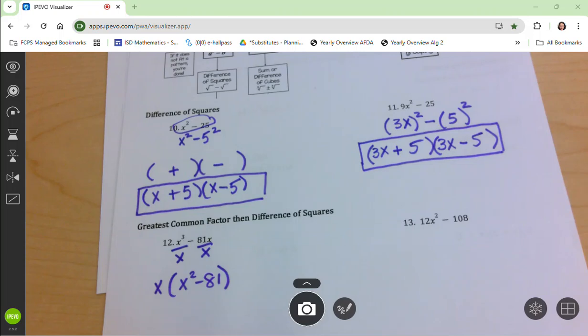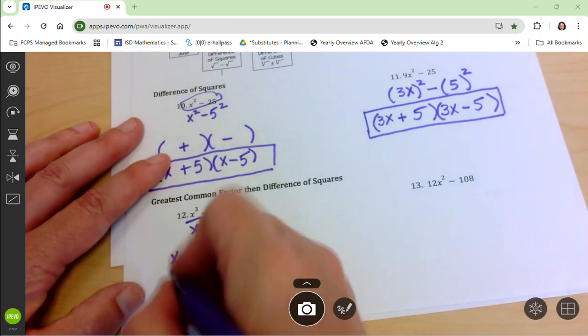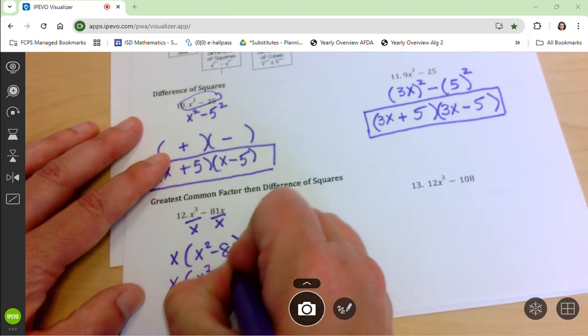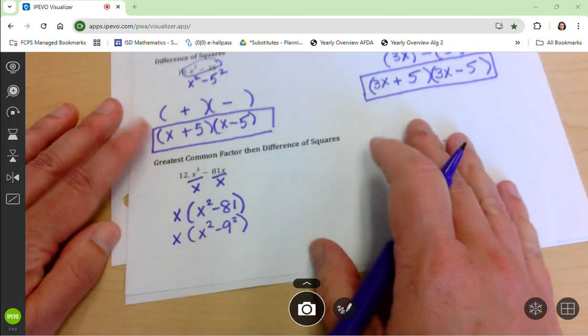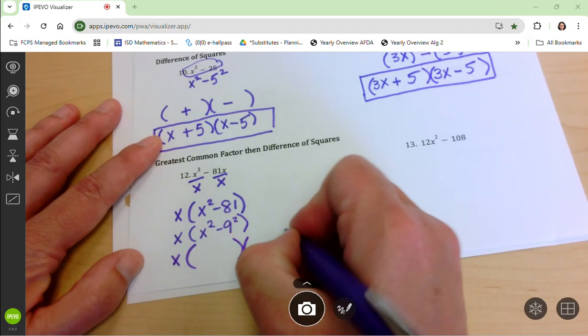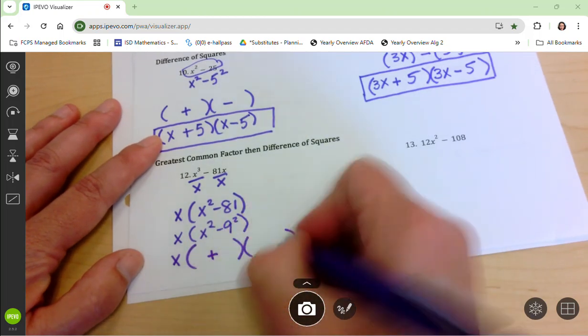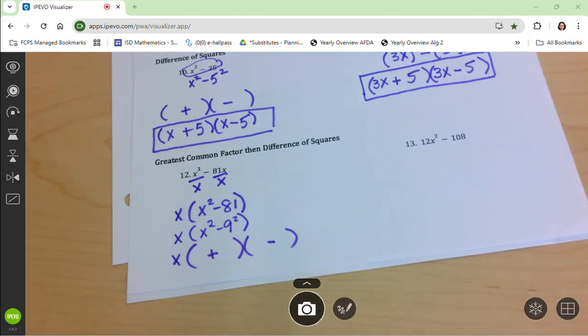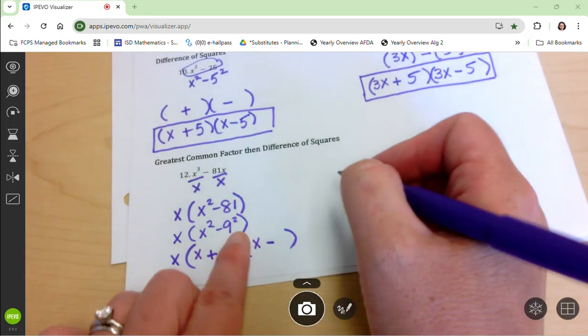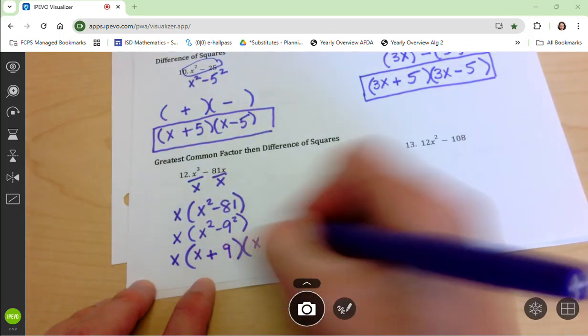81 is the square of what number? 9. It is 9. So it's going to be x times x squared minus 9 squared. So notice the x stays on the outside and I have a plus minus pattern. To get the x squared, it's going to be x times x. And then this is going to be 9 times 9.